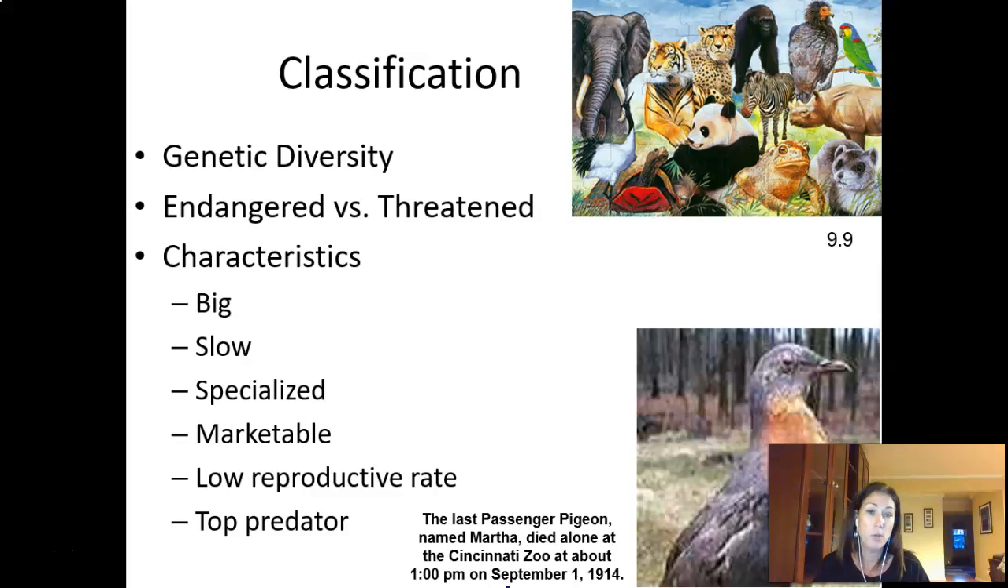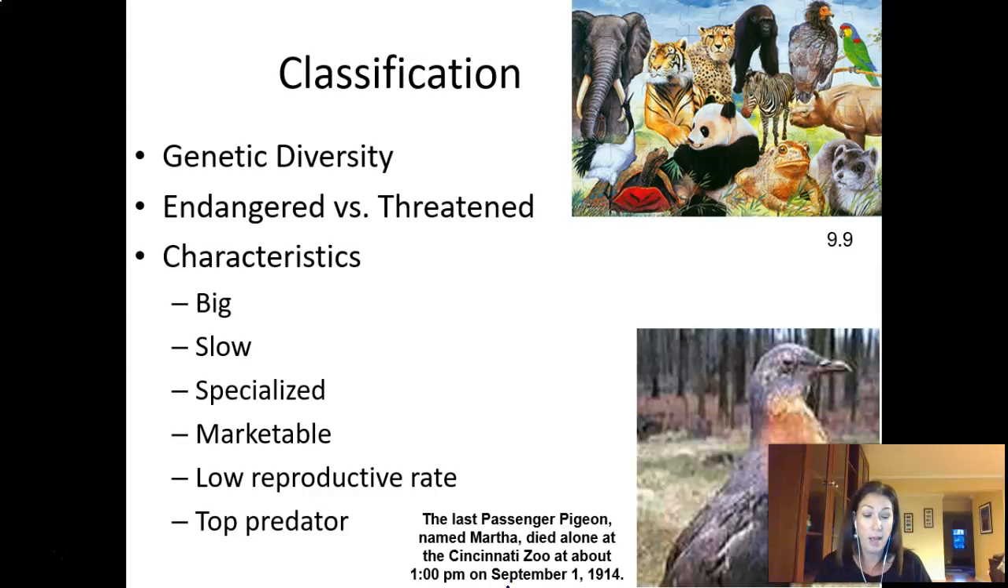Now, when numbers are getting low, we can classify them as endangered or threatened. Now, a threatened species is one that is at risk of becoming endangered, and an endangered species is one that is at risk of becoming extinct.